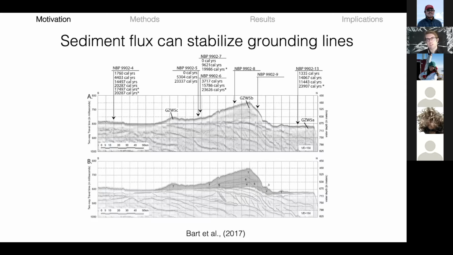Shown on the plot here in seismic profile is a grounding zone wedge that Bart et al. analyzed, and they're able to provide really interesting temporal constraints. However, this analysis, while really interesting, is difficult to obtain data for and cannot be applied in all regions. So, given that, a mechanistic understanding of the processes involved is highly desirable.